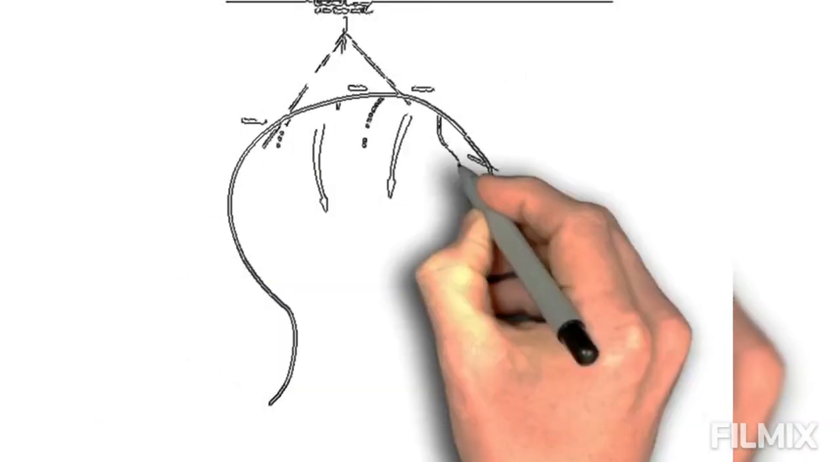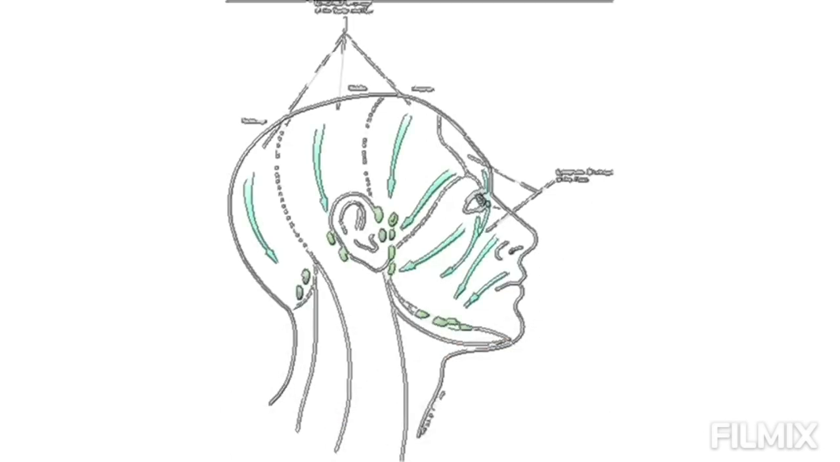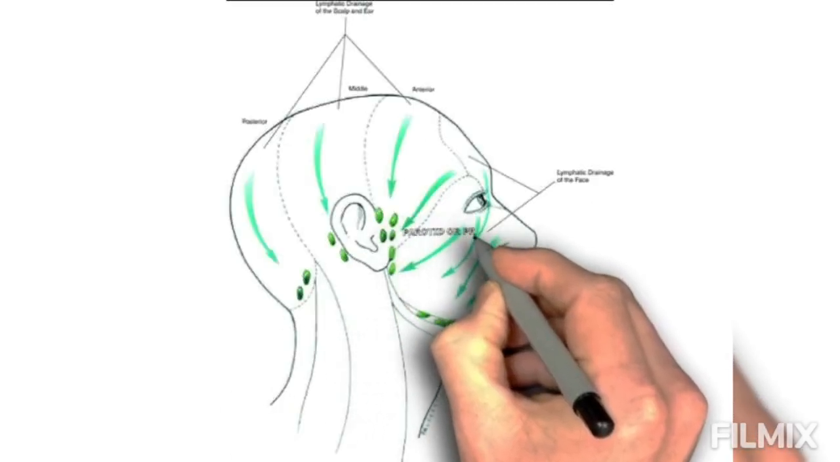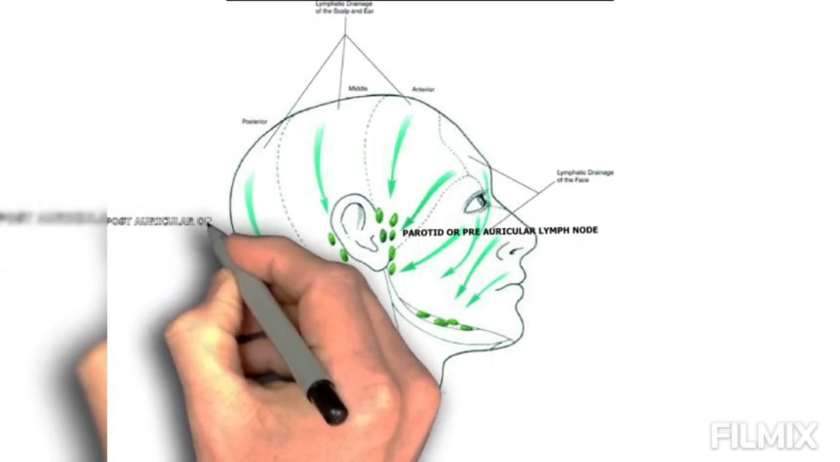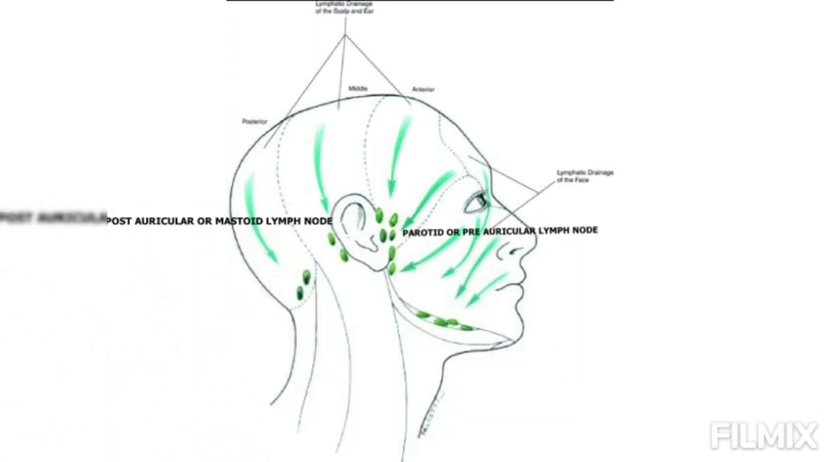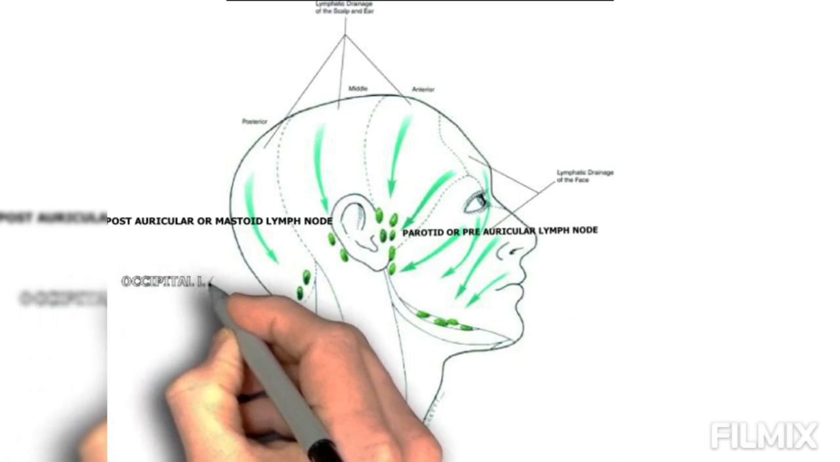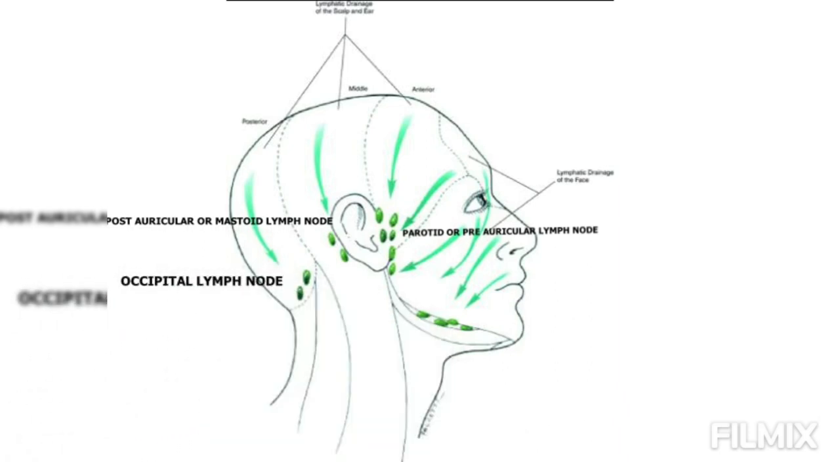Let's see about the lymphatic drainage. The lymphatic drainage has two parts, anterior part and posterior part. See the picture. The anterior part drains into the preauricular or parotid lymph nodes. The posterior part drains into the posterior auricular, mastoid or occipital lymph nodes.